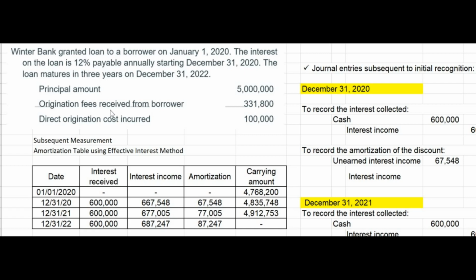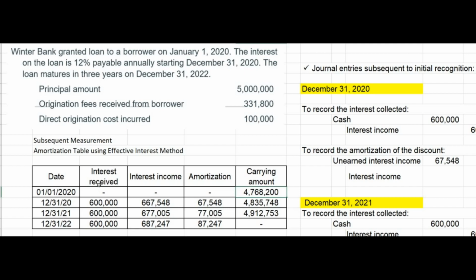Now, pagdating ng December 31, 2020, magkano na ang i-present natin, or how much value should we assign to our loans receivable? Sabi doon, gamitan natin ng amortized cost, or i-measure natin at amortized cost using the effective interest method. So we have here an amortization table using the effective interest method. First you have your carrying amount of 4,768,200. Then we just plot here all the interest that we received.